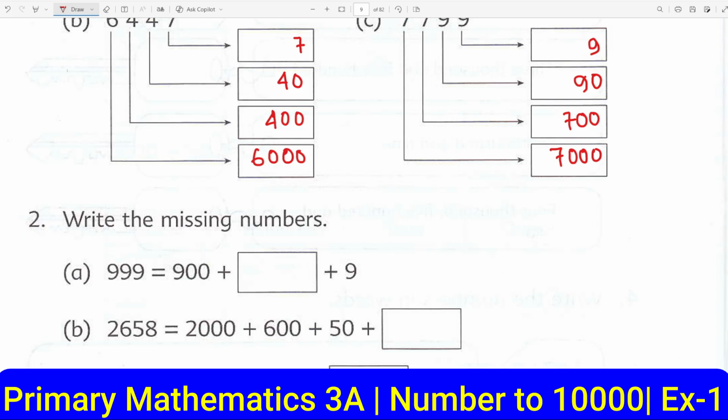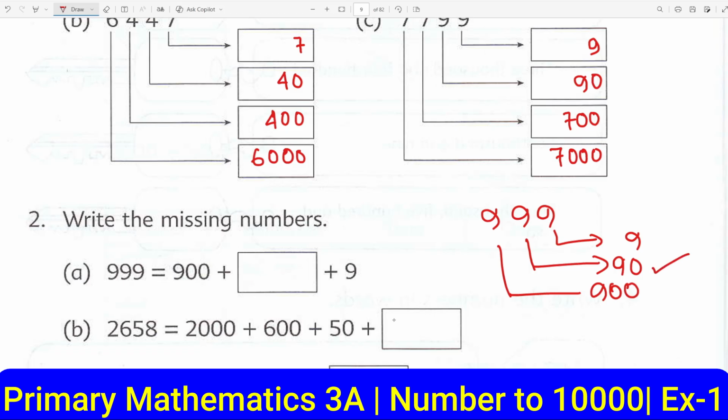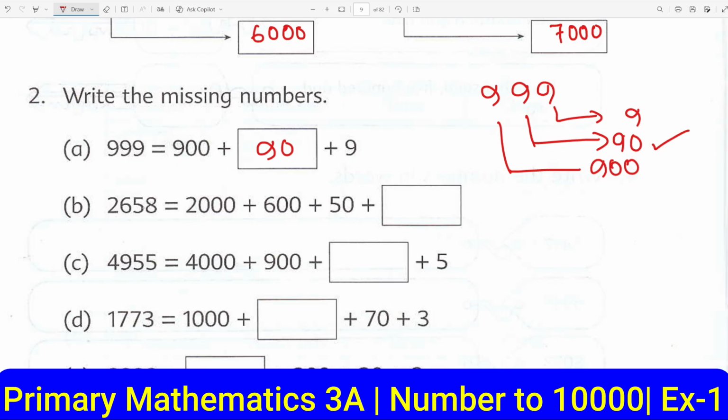Next one, write the missing numbers. Look, 999, this one is a 9, this one is 90, and finally this one is 900. So missing number is 90, right? Same thing, it's a missing number. This 2 is 2000, 6 is 600, 5 is 50, and 8, it's only 8. So here 4 is 4000, 9 is 900, 5 is 50, it's missing, and this 5 is 5.